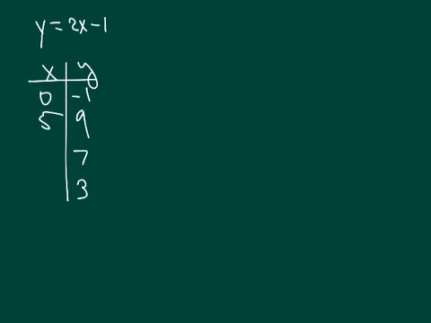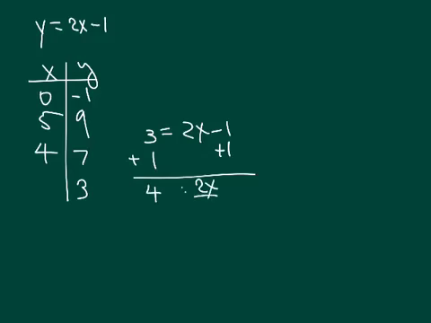Now we're going to put 7 in for y. Can't really do that in my head as easy, so I'm going to go 7 equals 2x minus 1. Add 1, 2x equals 8. X is going to equal 4. And for the next one, I'm going to put 3 in for y. So 3 equals 2x minus 1. Add 1, I have 4 equals 2x, divide by 2, so x equals 2. So I just completed that table. So that's example number 3.